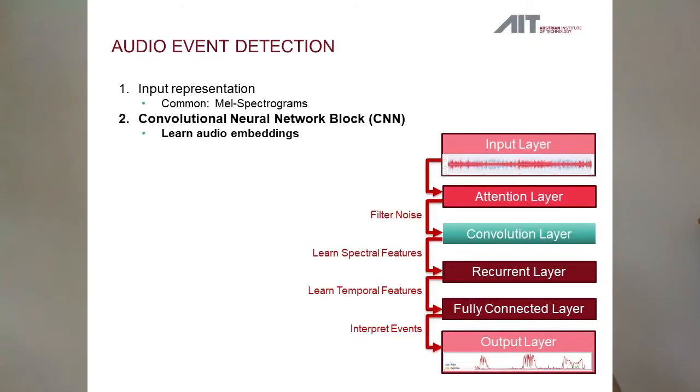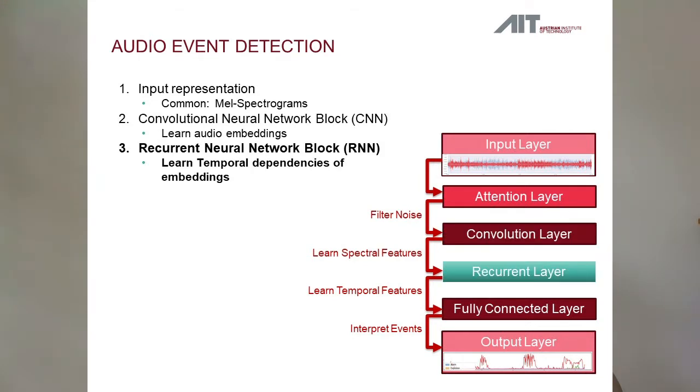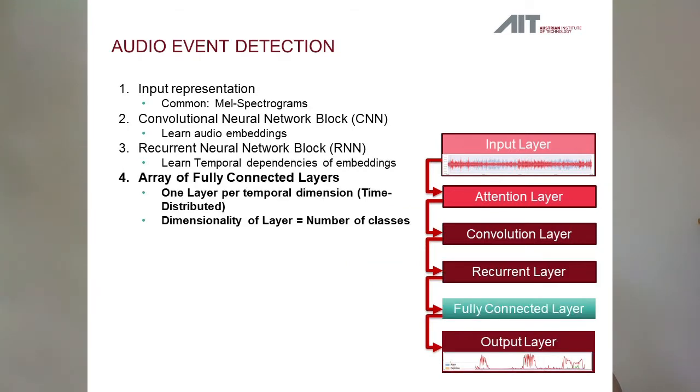The attention-filtered input signal is then processed by a stack of convolution layers which learn the latent audio representation. The sequence of audio embeddings is then processed by recurrent neural networks which learn the temporal dependencies between these embeddings. The output of the recurrent neural network is then connected to an array of fully connected layers, 1 layer per temporal dimension, and the dimensions of the layer represent the number of predefined classes that have to be detected. The output consists of weak labels in the training process and strong labels in inference.